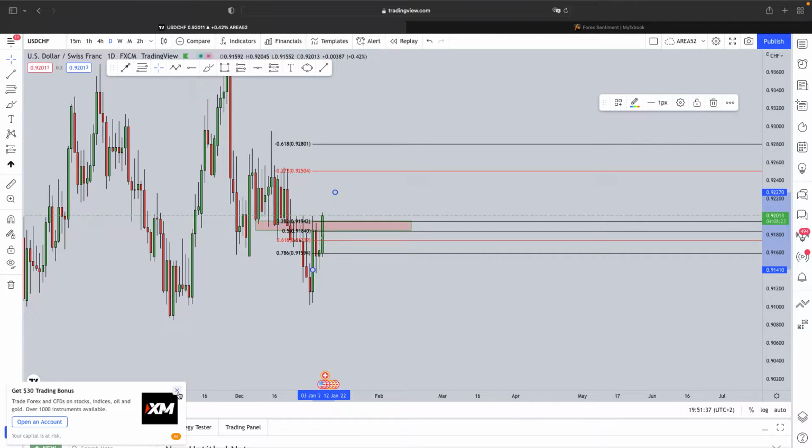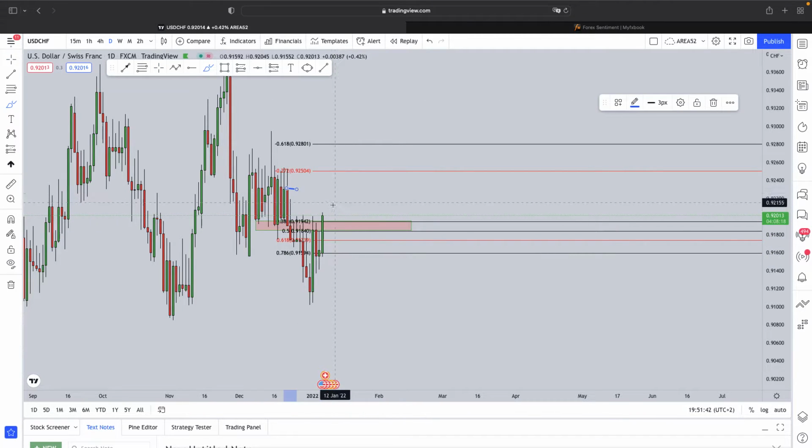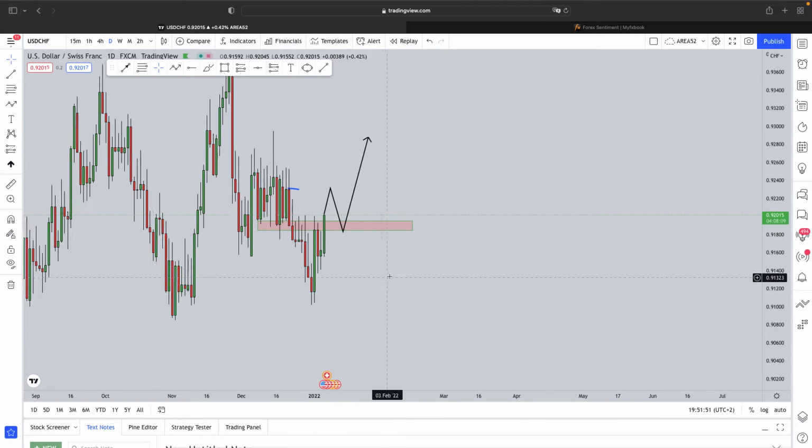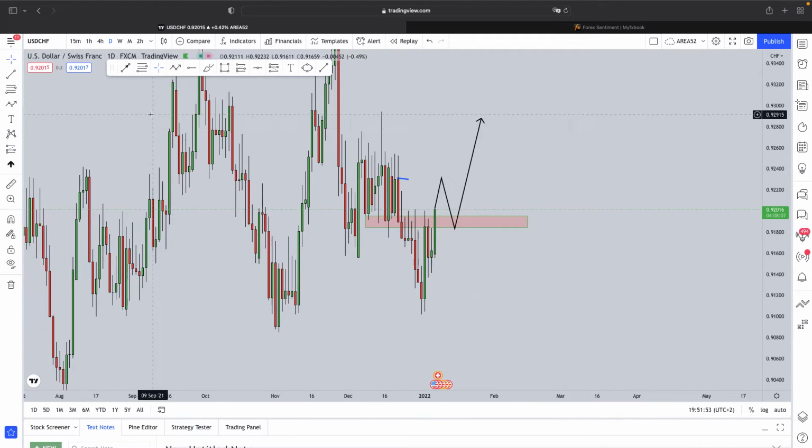Now if we look left over here as well, we can see how we've got structure in this area as well, so we can definitely expect the market to go and test that level first before coming back and then continuing higher to fill up the wick that we've identified on the higher time frame as well.